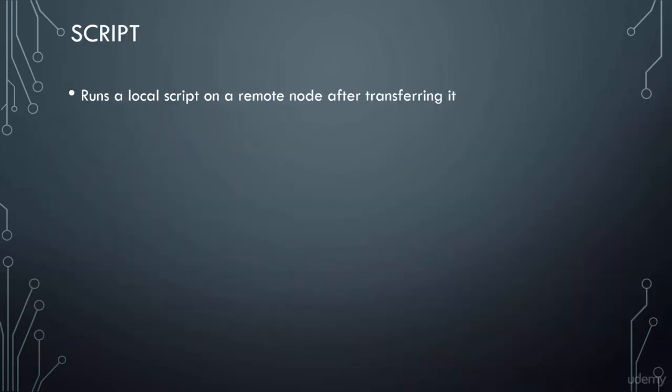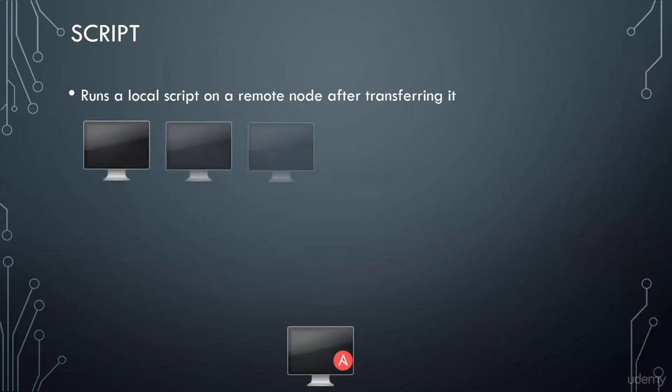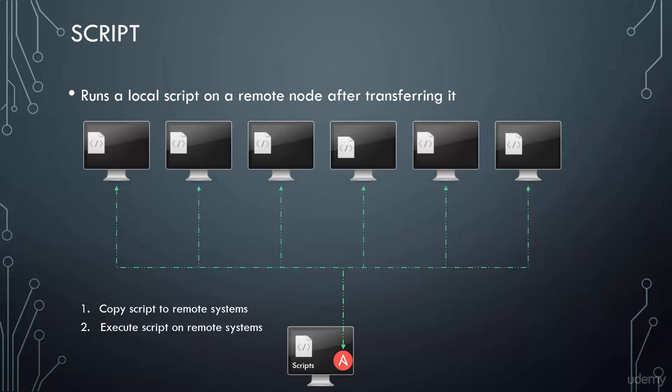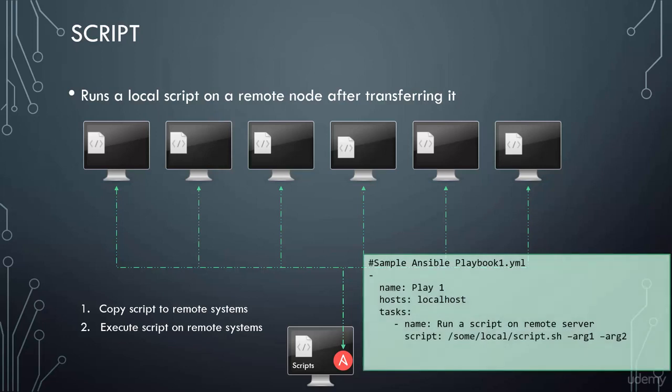Another module to look at is the script module. The script module executes a local script on one or more remote nodes after transferring it. To run a script on one or hundreds of servers, you really don't have to copy it over to all the servers first. Ansible takes care of automatically copying the script to the remote node and then executing it on the remote systems. This is done through a very simple play that looks like this. Use the script module and specify the location of the script on the Ansible controller machine and the arguments.